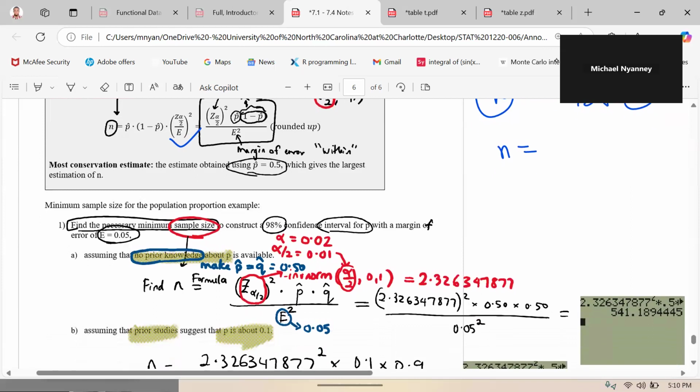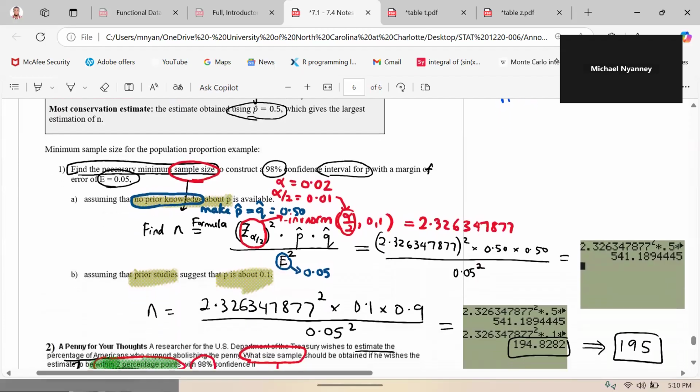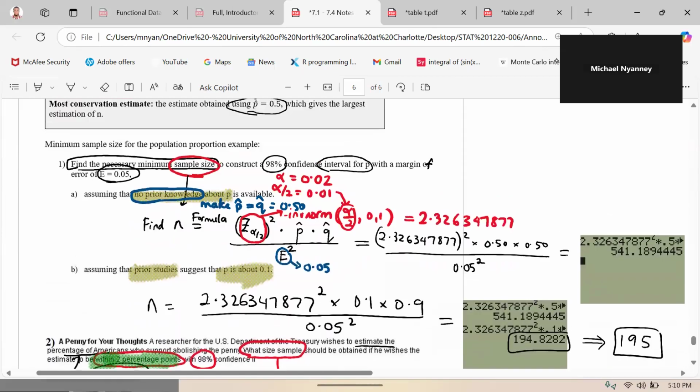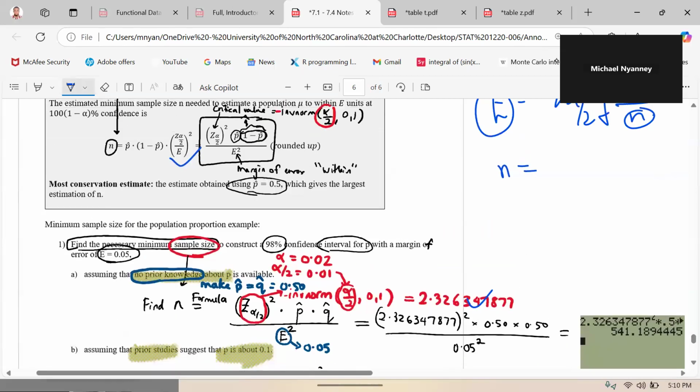Okay, so this is a uniform thing. Minimum sample size for the population proportion example. Let's solve some examples. Find the necessary minimum sample size. So we want to find n. What's the confidence interval? 98. So your alpha is 0.02, divided by 2 is 0.01. Read it from the table or use your calculator, and you're going to get this. Then you go to the formula to estimate n. You have to get your z alpha over 2, then you square it.